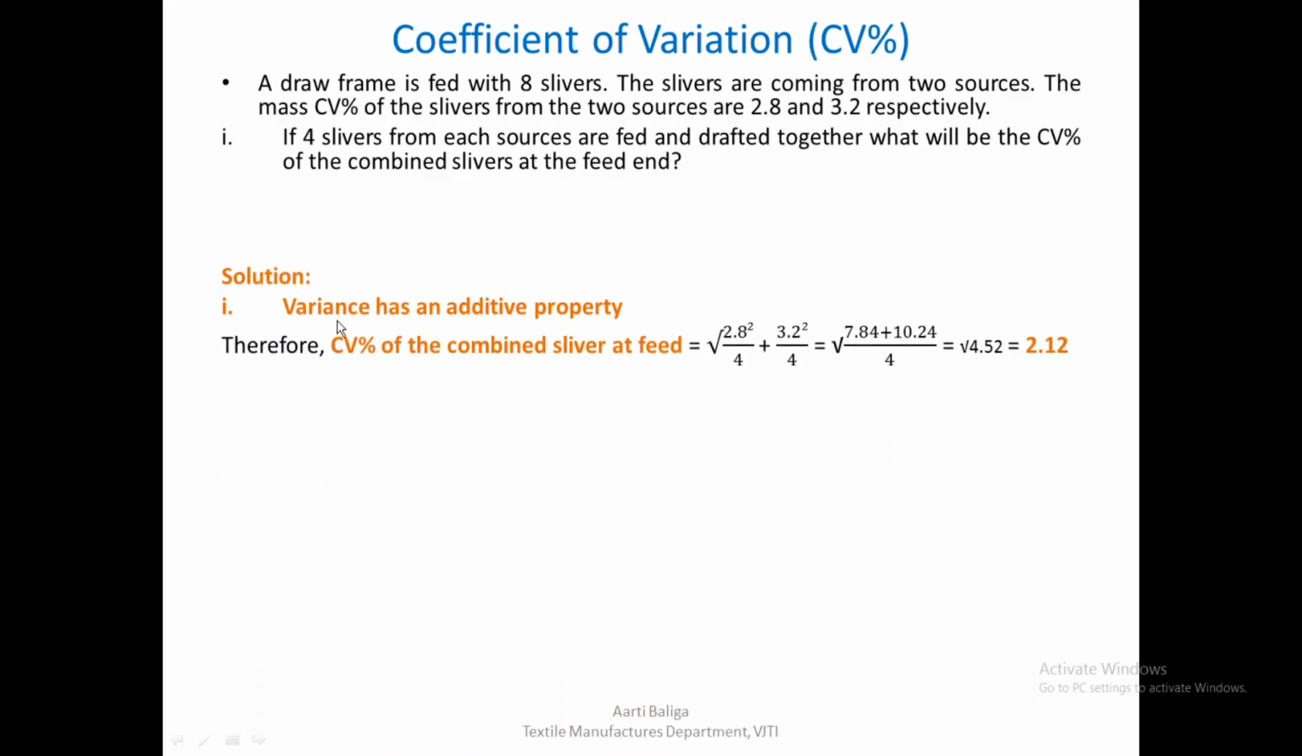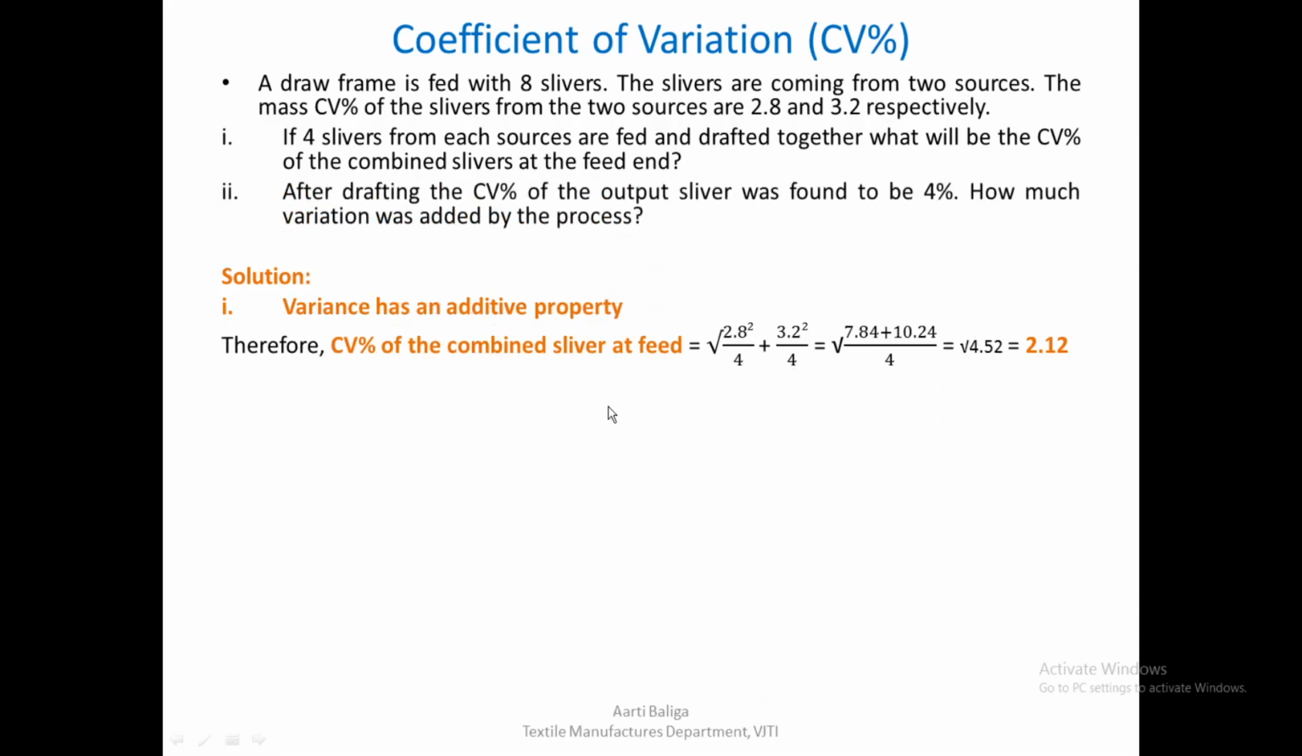The solution is that we should always remember that variance, that is CV square, has an additive property. Therefore, the CV of the combined sliver at the feed level would be the square root of CV square of the first sliver divided by the number of slivers fed, plus CV square of the second type of sliver divided by the number of slivers fed. If you calculate this further, you get the answer of 2.12. It means that as soon as you combine the 8 slivers of these two types, the combined CV at the feed would be 2.12.